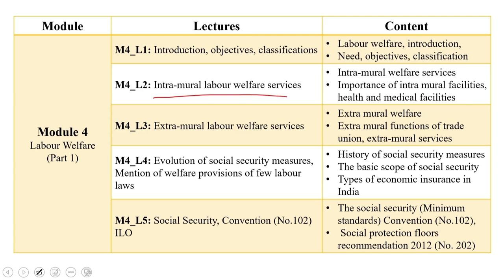In lecture 3, we looked into the extramural labor welfare services. Extramural means trade unions in HRM, which undertake tasks that are required for the welfare of their members. These functions include providing education, recreation, and housing facilities. The unions raise funds through subscriptions from members and spend them for the welfare of workers. So in case of, let's say, untimely death, unions provide financial help to the deceased's family members. Extramural functions are essential as they inculcate the spirit of cooperation among members.